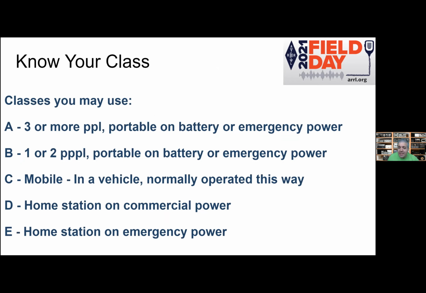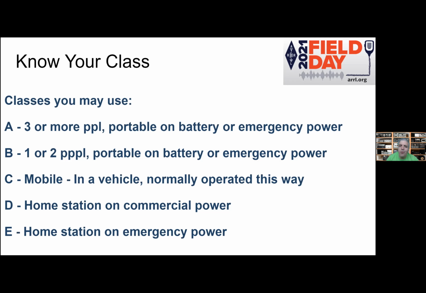The other classes, just so you're familiar and maybe to explain them a little bit, I think there's one where sometimes people get a little confused. So a class A would be 3 or more people operating portable. Now, what does portable mean? There were some interesting questions last year about, well, am I portable or am I home? How big does my backyard need to be, and how far do I need to walk before it becomes portable? So portable is meant to be you're operating outside of your normal environment.